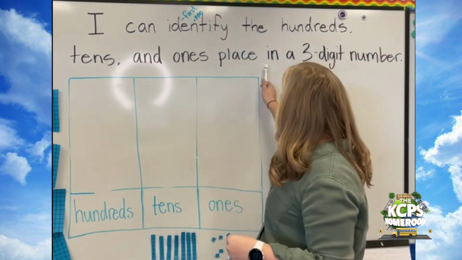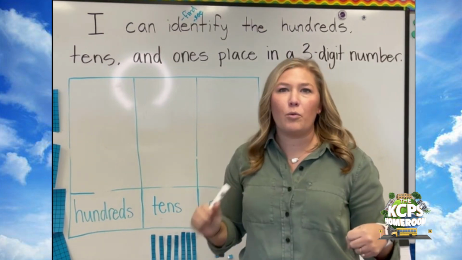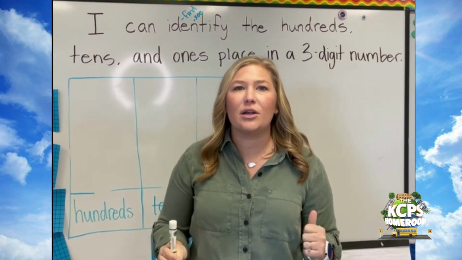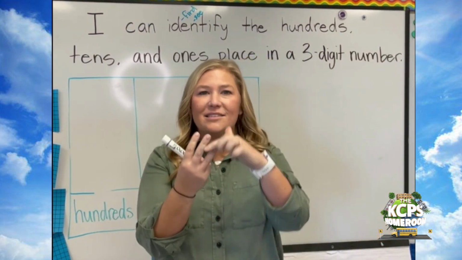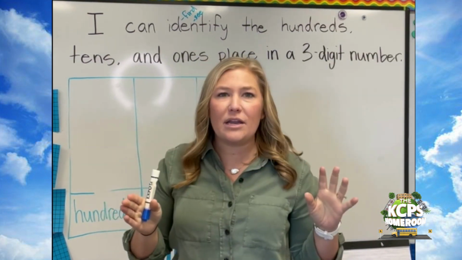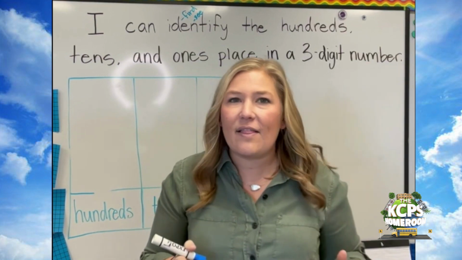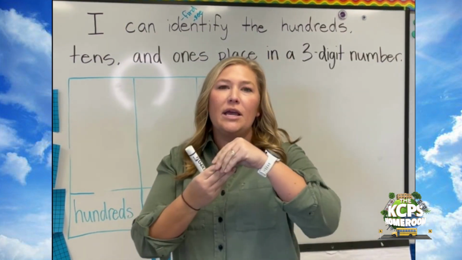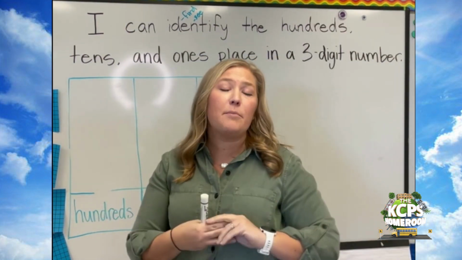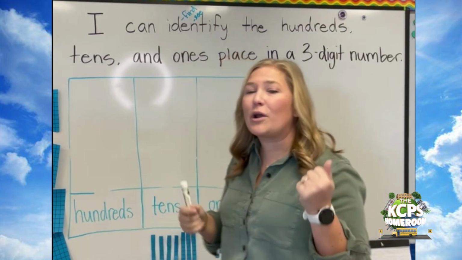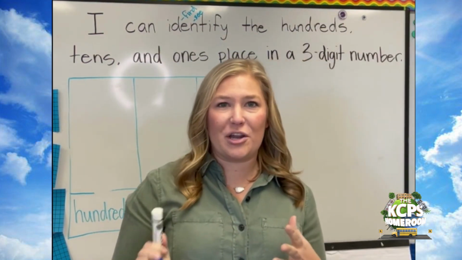We also have 3-digit number. We know that a 3-digit number is a number with 3 separate digits. They aren't separated by anything. There's no decimals or anything like that. It is a 3-digit number. It could have all the same number. It could be 3 different numbers. So we're going to practice today with a 3-digit number.